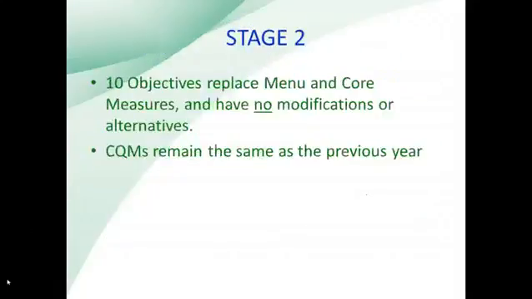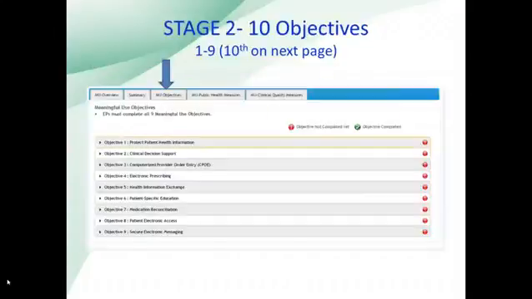In Stage 2, there are also 10 objectives that replace the menu and core measures. They have no modifications or alternatives. In the past, it was 17 core measures and 6 menu measures. The CQMs remain the same and have had no changes. Stage 2, 10 objectives, 1 through 9. After you click on the MU Objectives tab, you will see the first 9 objectives. You must respond to each of the 9. You do not necessarily have to meet them.